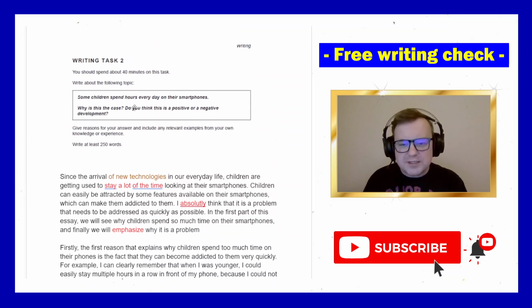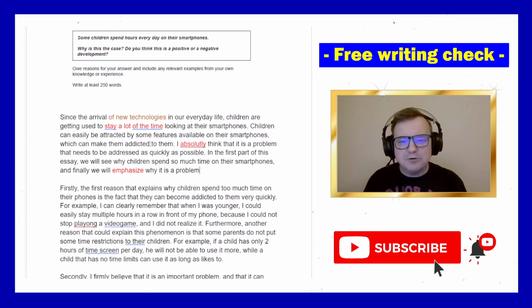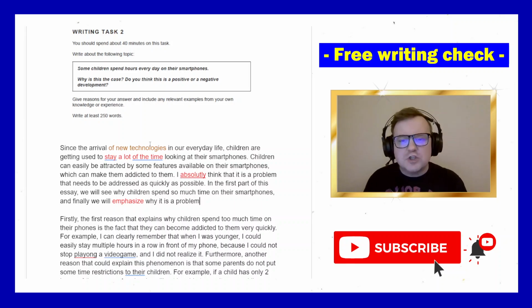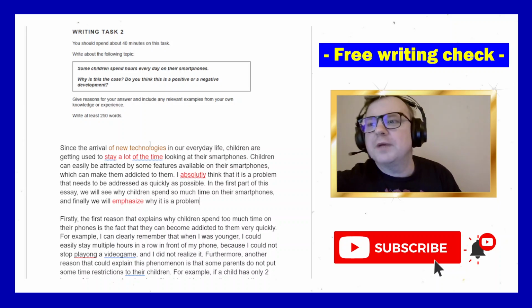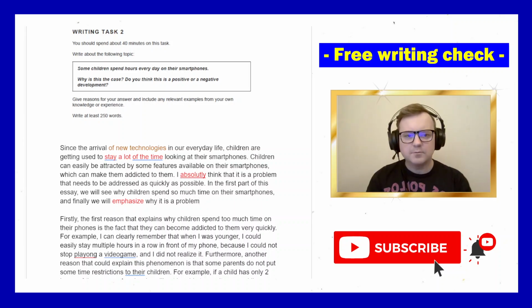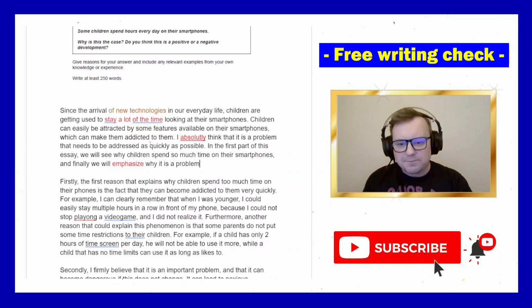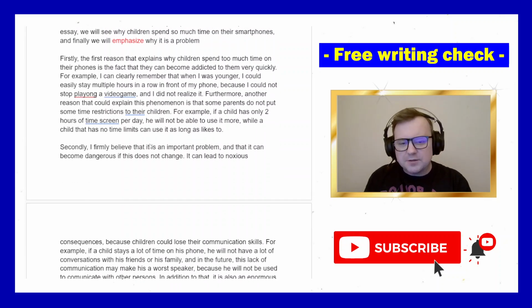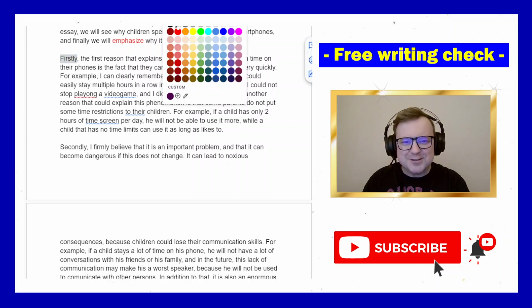Okay, so let's see now, why is this the case? Can the candidate accurately explain why so many children nowadays spend hours on their smartphones? Let me turn on my light. Sorry about that. Oh, that's better. Okay, so firstly, the first reason. I mean, come on, candidate, surely you can see this, right? Firstly, the first reason.